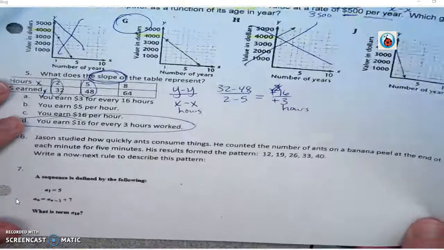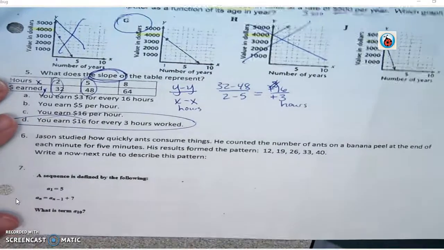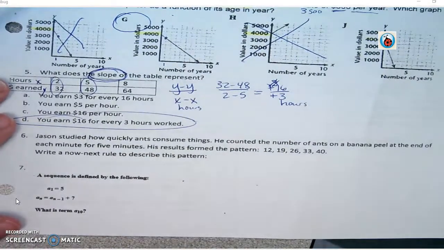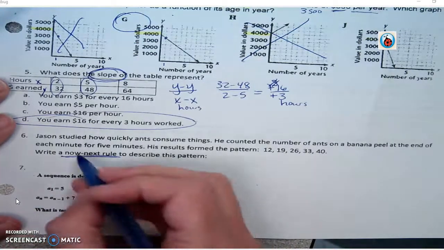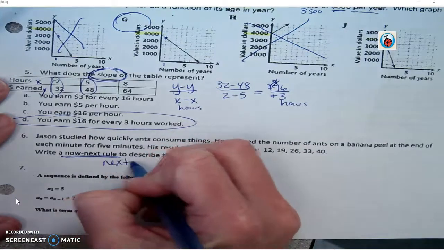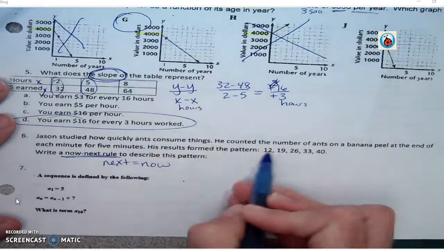Number 6, Jason studied how quickly ants consume things. He counted the number of ants on a banana peel at the end of each minute for 5 minutes. His results form the pattern 12, 19, 26, 33, 40. Write a now next rule to describe this pattern. So now next rules start with next equals now. And let's see what the pattern's doing.